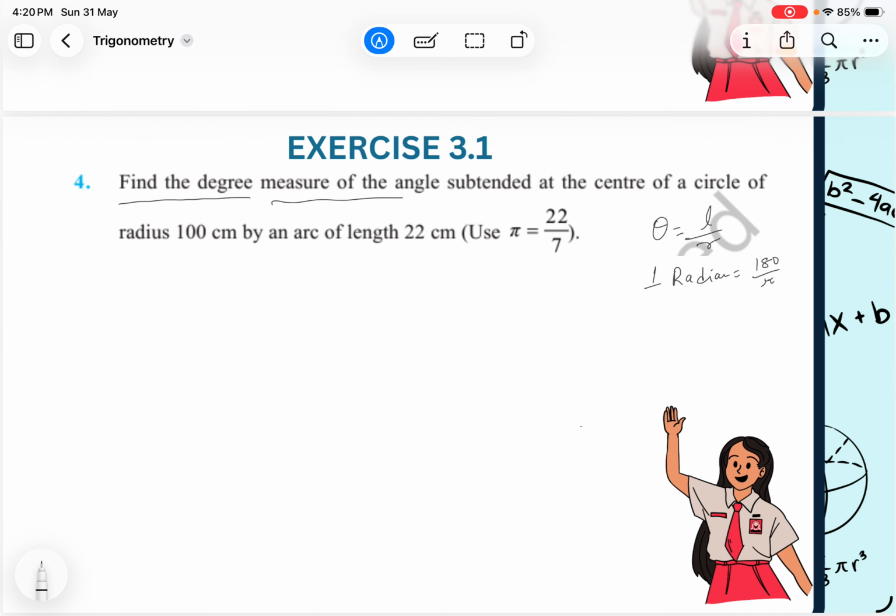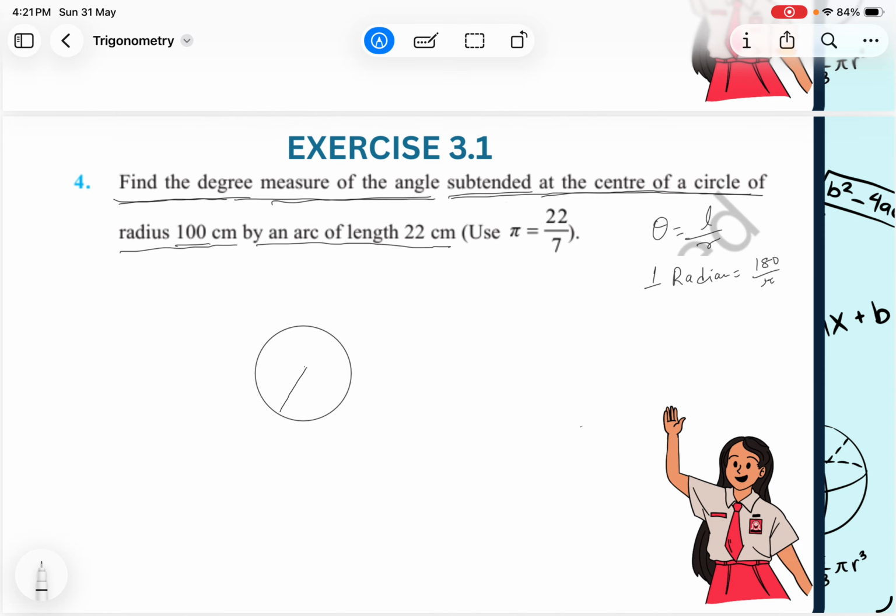Find the degree measure of an angle subtended at the center of a circle of radius 100 cm by an arc of length 22 cm. Okay, find the degree measure of an angle, so we have to make sure that the result should be in degrees. Subtended at the center of a circle. So suppose we have a circle, right? The circle radius is 100 centimeters.